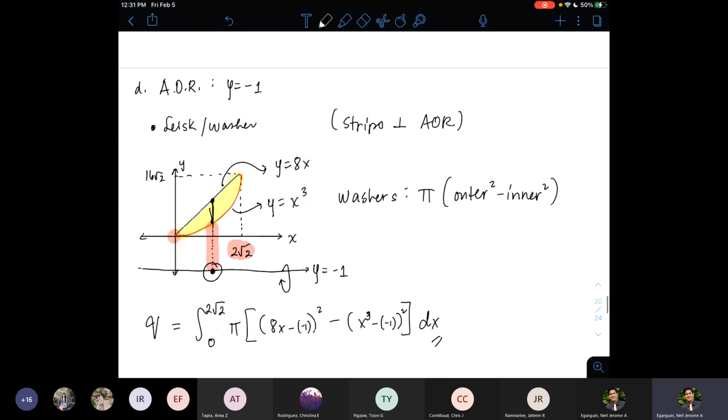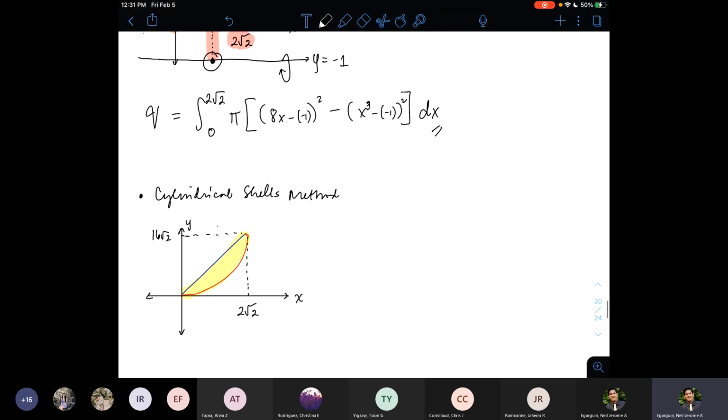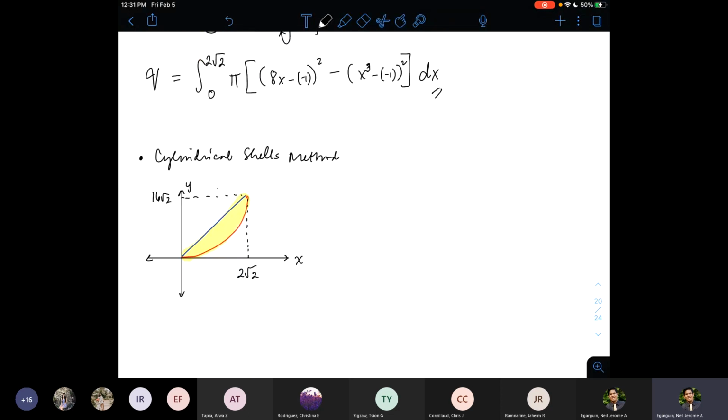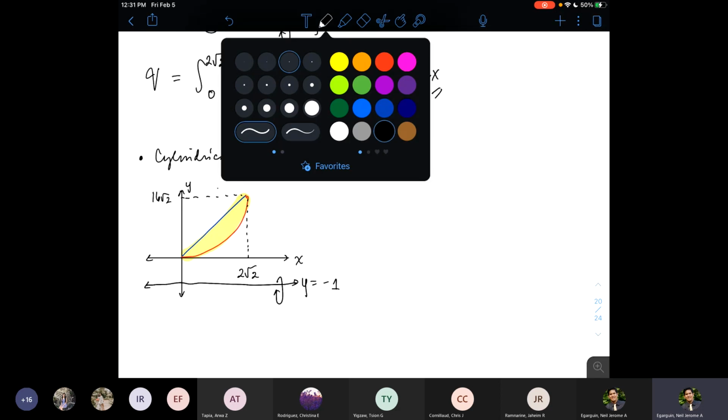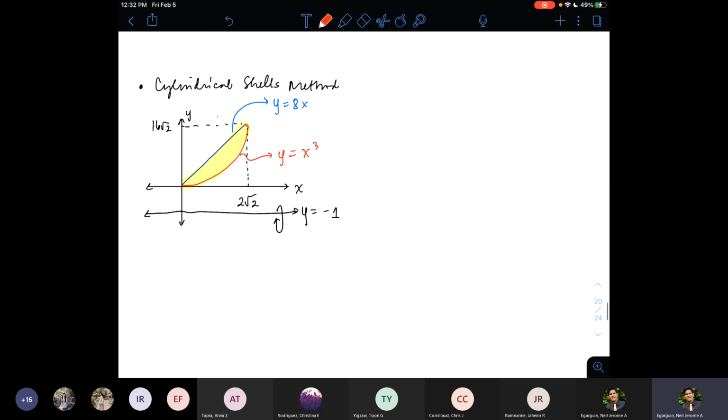Let's try question D. For question D, we have the same region, but the axis of revolution is y equals -1. So the axis of revolution could be here. Y equals -1. That's the axis of revolution. Again, here we have y equals 8x, and then we have y equals x cubed.